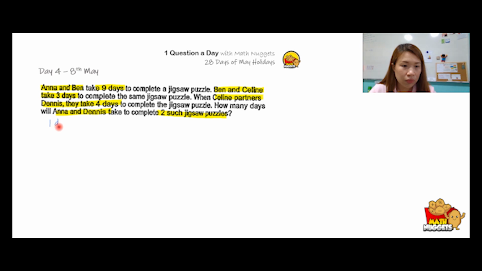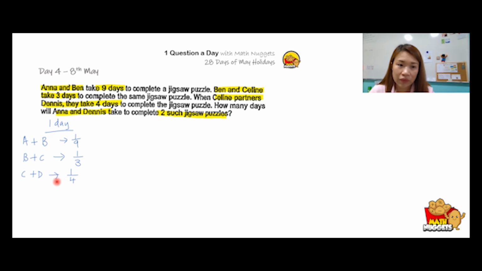So for rate, we're going to have to go down to 1 day and find out for each partnership. So Anna and Ben, if they take 9 days to complete a jigsaw puzzle, in 1 day they will complete what fraction of the puzzle? They will complete 1 out of 9 of the puzzle, right? Next, Ben and Celine, if they take 3 days to complete the puzzle, in 1 day they will complete 1/3 of the puzzle. And now for Celine and Dennis, if they take 4 days to complete the puzzle, in 1 day they will complete 1 out of 4 of the puzzle.